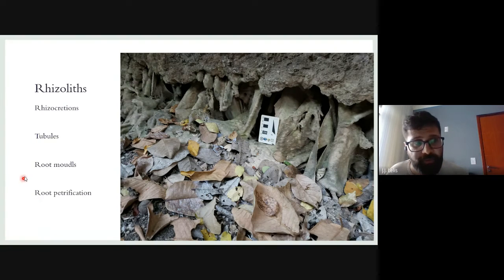Okay. The rhizoconcretions are something like this, when we have an external cementing agent, like calcium carbonate, that produces this feature you can see here in this picture. We have something external to the roots that creates this feature. Like we can see here, the calcium carbonate only covers the root and produces the cemented feature. That's the case of rhizoconcretions.